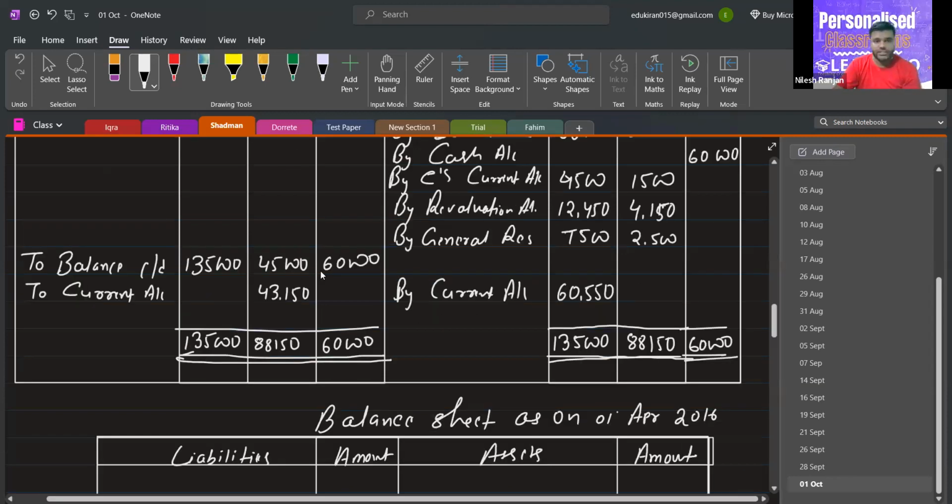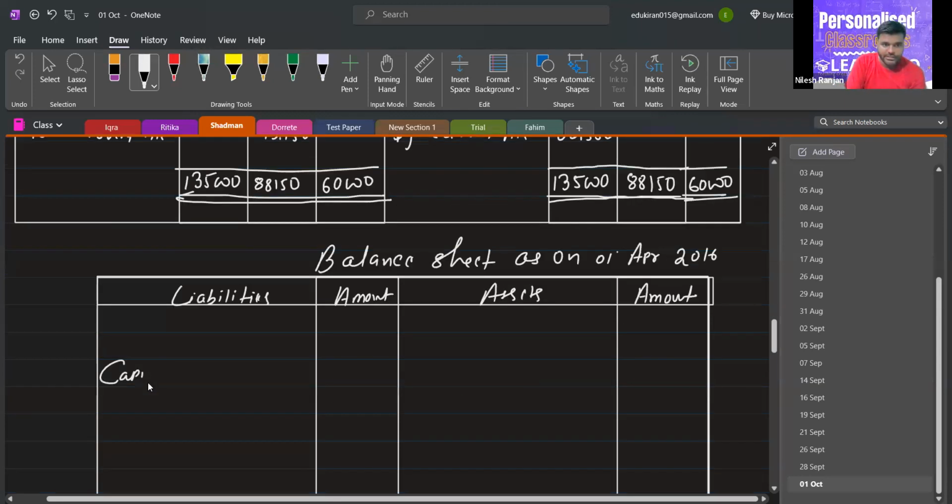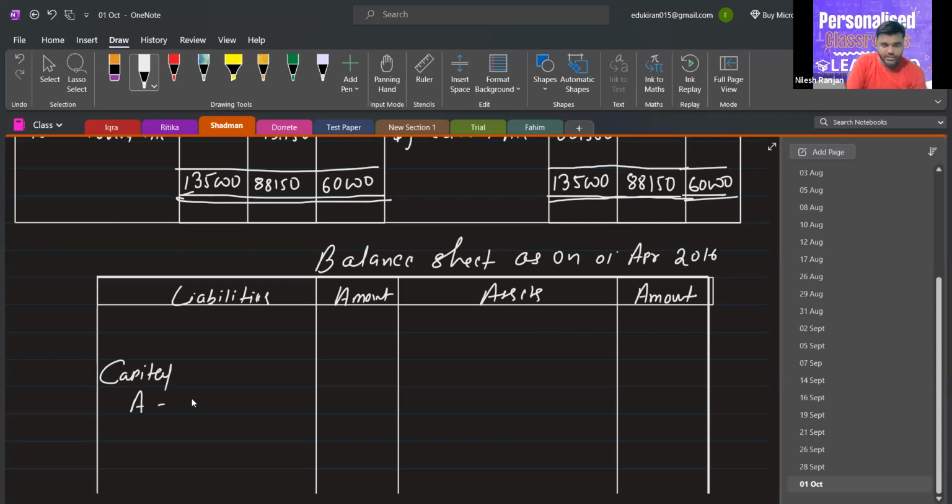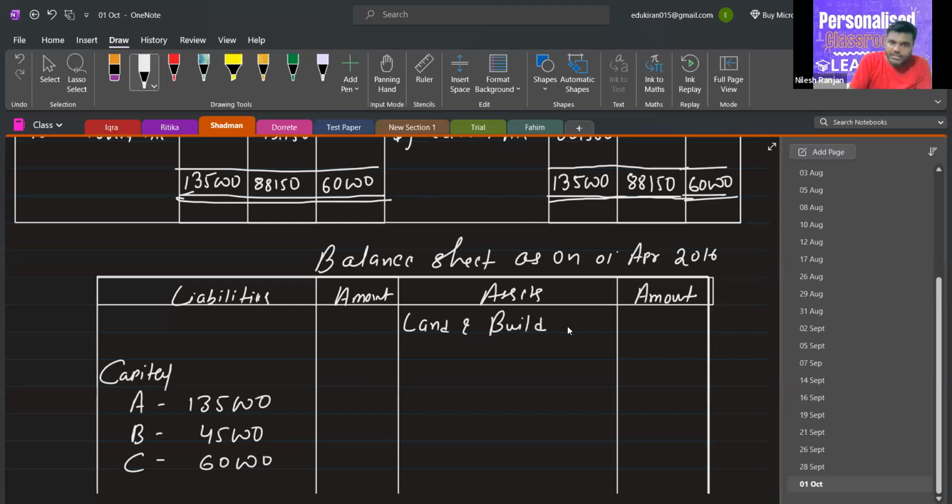Now these capitals, 1,35,000, 45,000 and 60,000, will be in the balance sheet. Capital A 1,35,000, B 45,000 and C 60,000. Now all the asset names will be written with their new amounts. Land and building, it is 65,000. Plant and machinery, it is 60,000. After that, stock: there is no change in stock, so the old value 30,000.